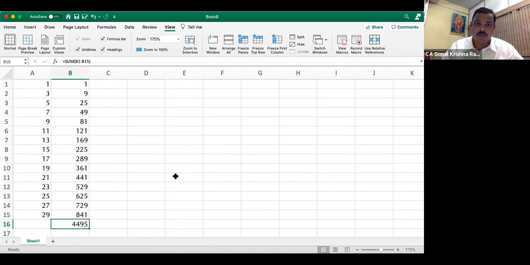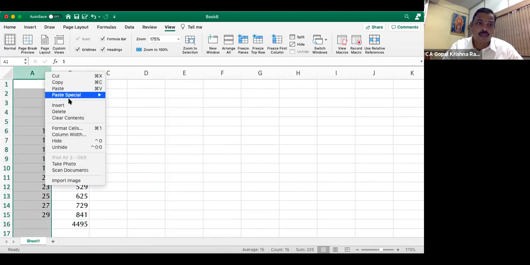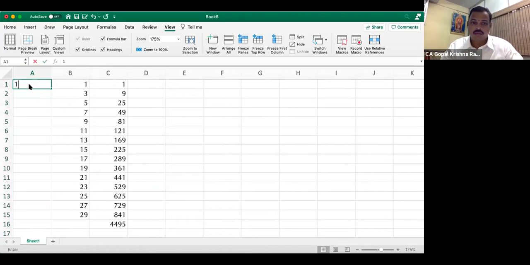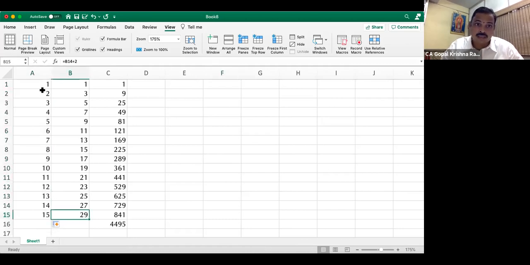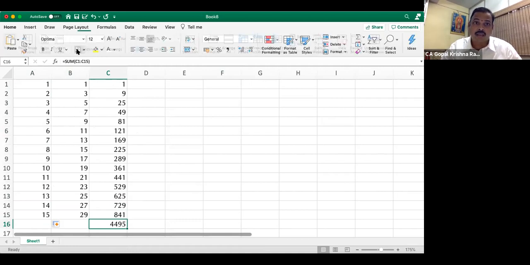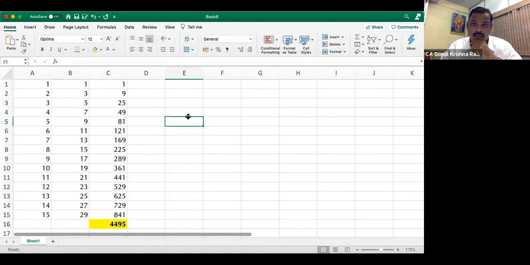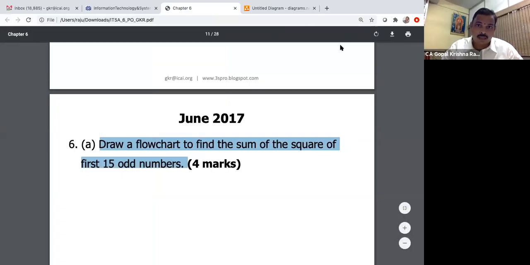Your question says draw a flowchart to find the sum of the squares of first 15 odd numbers. This is 15 odd numbers. Okay, so how do you know that it is 15? The row number itself is there. I will count each and every number. This is the 15th number. So first number is 1, second number is 3, third number is 5, fourth number is 7, fifth number is 9, sixth number is 11. And the 15th number is 29, and 29 square you have to do and then add to it, and the total is 4495. So this is my answer. Now how do I draw this as a flowchart? So let me show you that. Yeah. So please look here, guys.